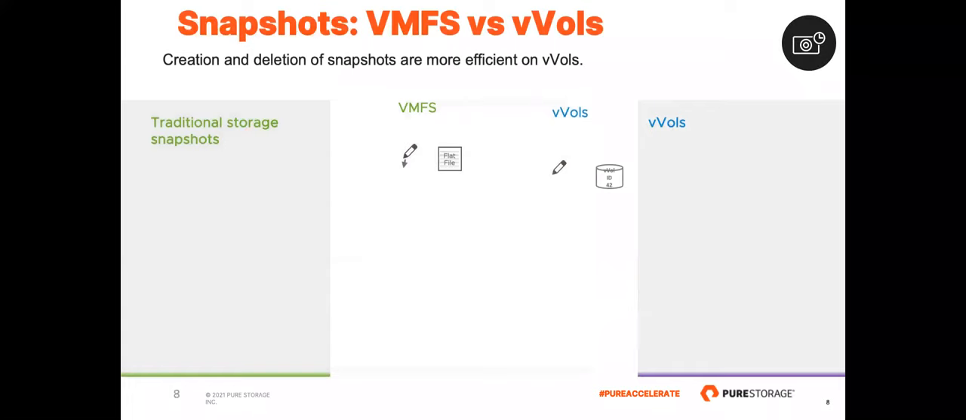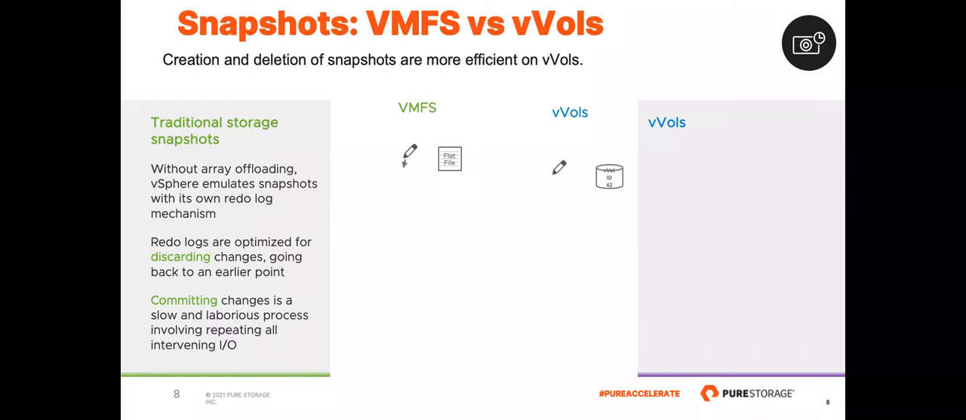So now we'll look at how snapshots work in traditional VMFS versus how they operate in vVols. With traditional storage, snapshots are managed by vSphere. Although vSphere is efficient with snapshots, arrays are much better at doing that job. With typical VMware snapshots, a secondary sparse disk is created and all new I/O goes to that disk.